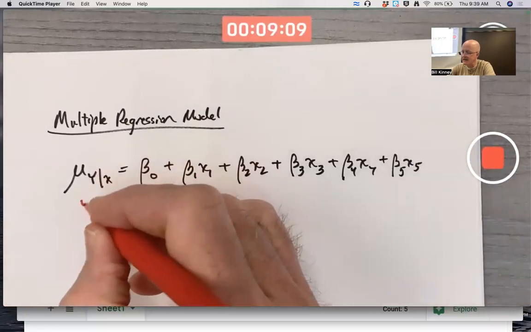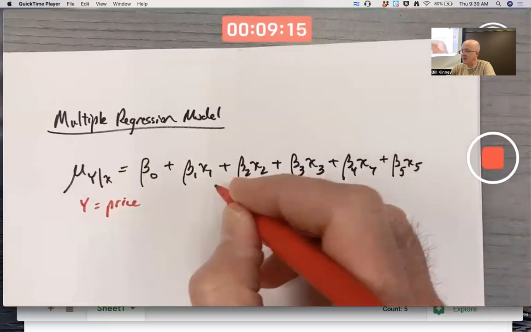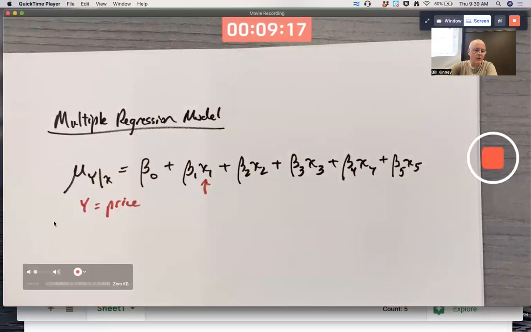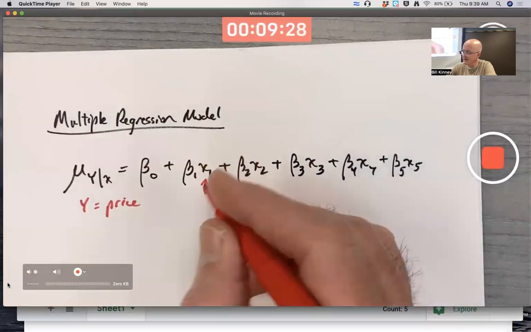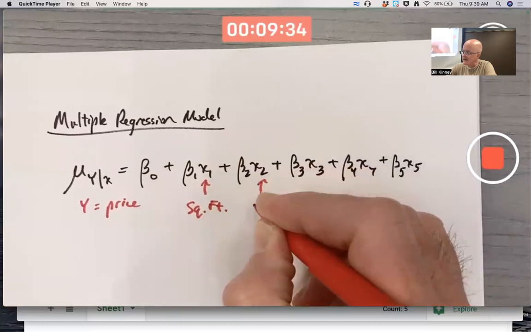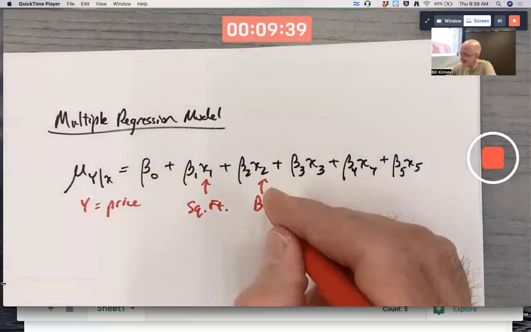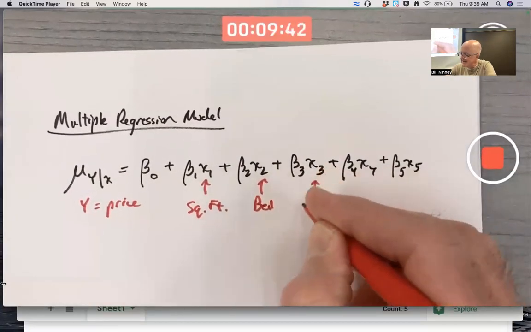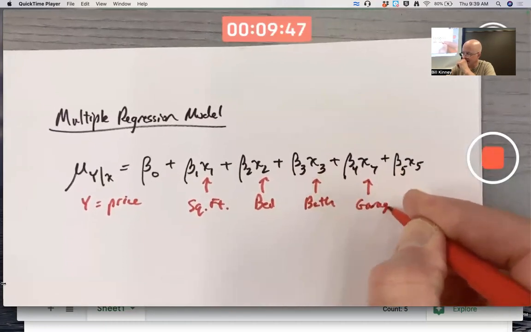Y is going to represent the price. X1 is going to represent, let's just go in order here, square footage. X2 will be bedrooms. X3 will be bathrooms. X4 will be garage. X5 will be zip. This is square footage. That's the number of, was it bedrooms or bathrooms? I forgot. Bedrooms, yep, bedrooms. I'll just call it bed, bath, garage, and zip.